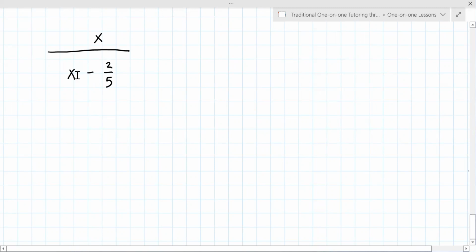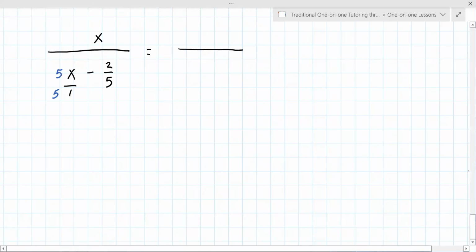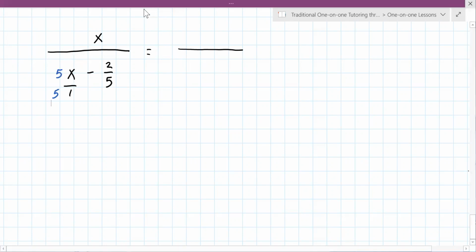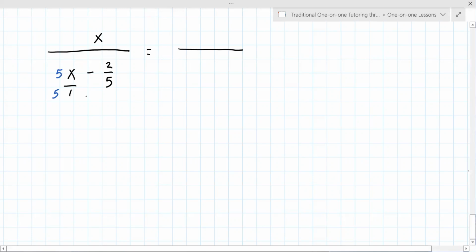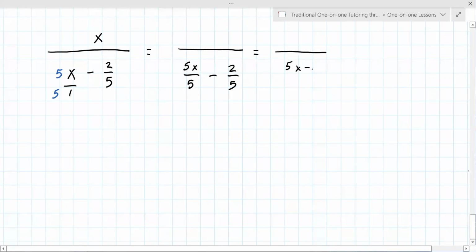On the left here, how do you write x as a fraction? X over 1. Now, what do you multiply the top and bottom over here by to get the same bottom of 5? 5. So you multiply top by 5 and the bottom by 5. But we're limiting our focus to the bottom here. So this becomes 5x over 5 minus 2 over 5. Now since the bottoms are the same, you can combine the numerators. This becomes 5x minus 2 over 5.